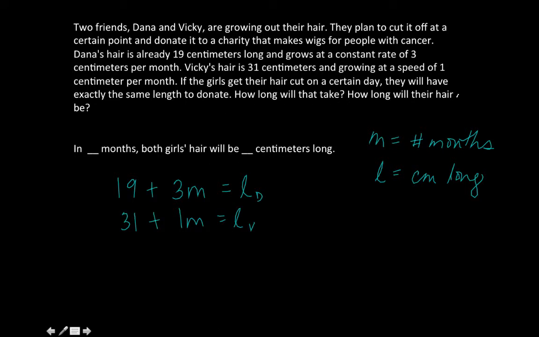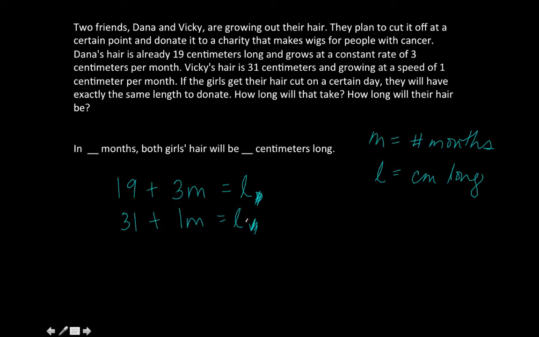If the girls get their hair cut on a certain day, they will have exactly the same length to donate. So that means these two are the same. So we can forget the subscript and say these equal L. How long will that take, and how long will their hair be? Okay, so now we have a system. 19 plus 3m is L, 31 plus m is L.